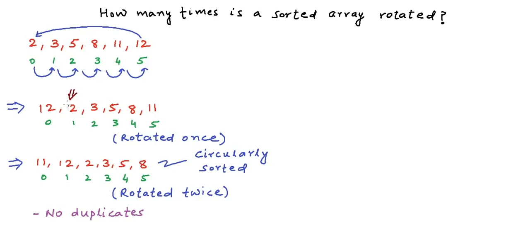So in this case there is only one element before 2, which is the minimum. So clearly this array is rotated once. Here we have 2 elements before the minimum element, so this is rotated twice. In fact, if we see, then the number of rotations is equal to the index of the minimum element.